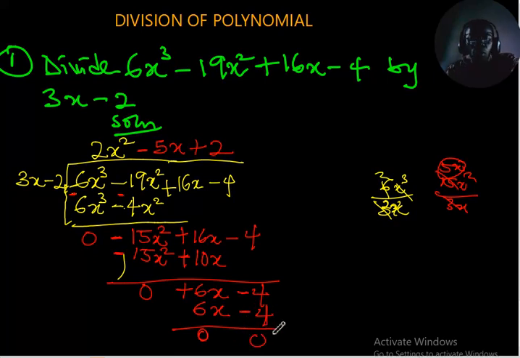Therefore, if you are asked in this question, what is the remainder? The remainder is 0. Then the quotient is 2x squared minus 5x plus 2. Now remember, you got the remainder to be 0 because this 3x minus 2 is a factor of this polynomial. It's one of the factors of the polynomial. That's why the remainder is 0.